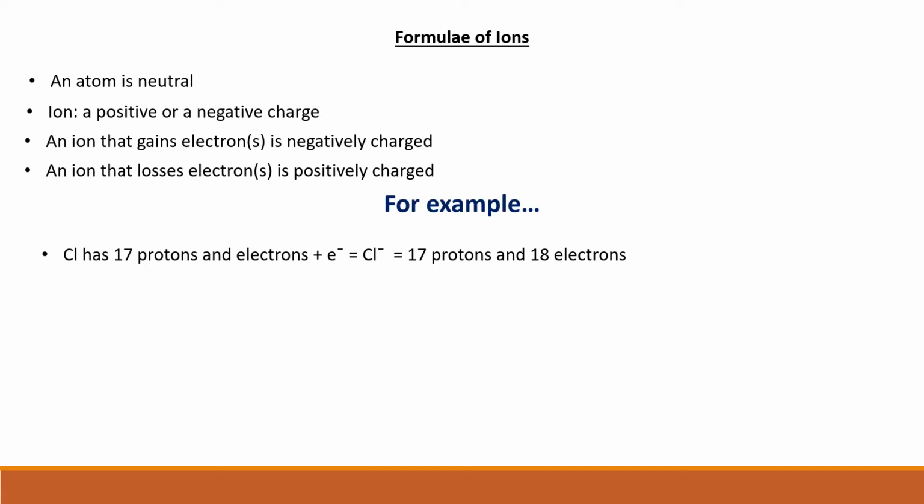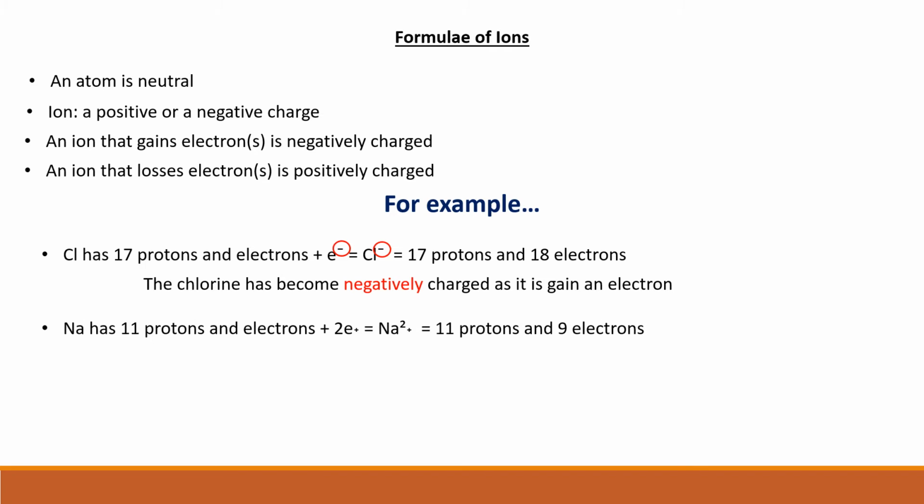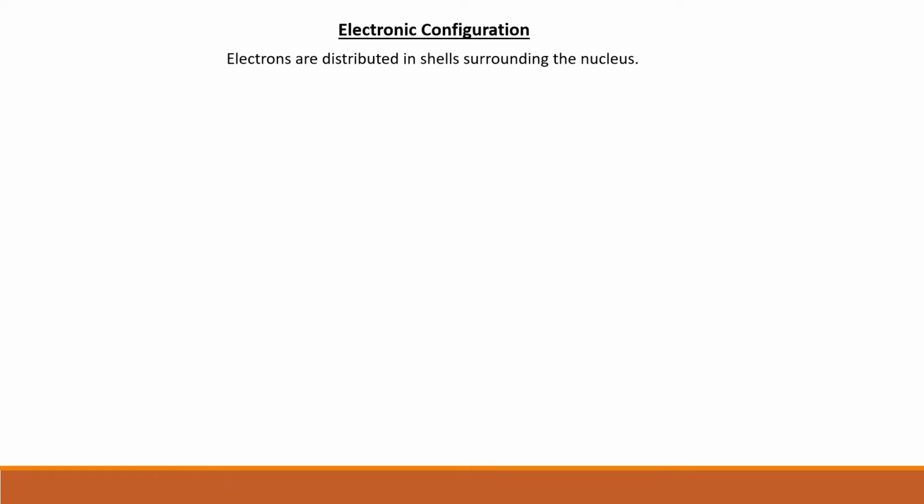So for example here we have chlorine, which has 17 protons and electrons, and it is gaining 1 electron. So as we can see, the imbalance here means it is negatively charged as there are now more electrons. Now here we have sodium, which has 11 protons and electrons, and it is losing 2 electrons, so it is becoming more positively charged.